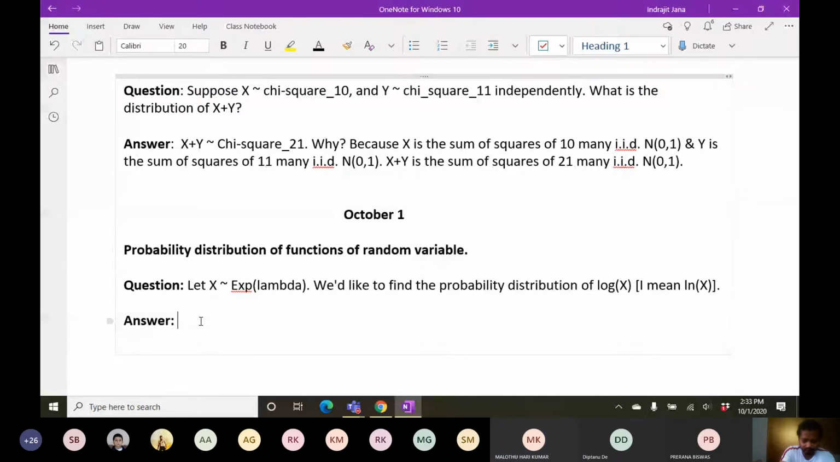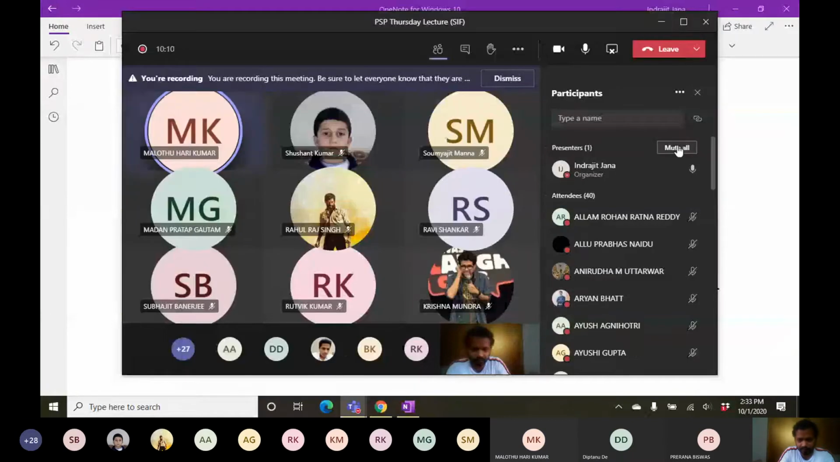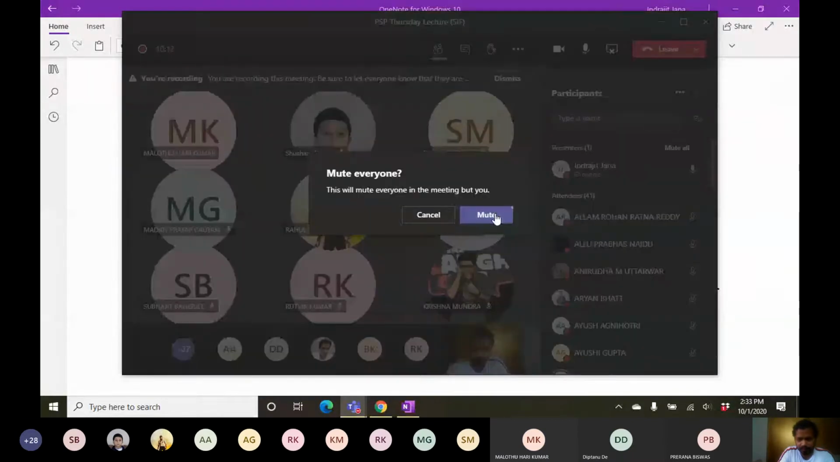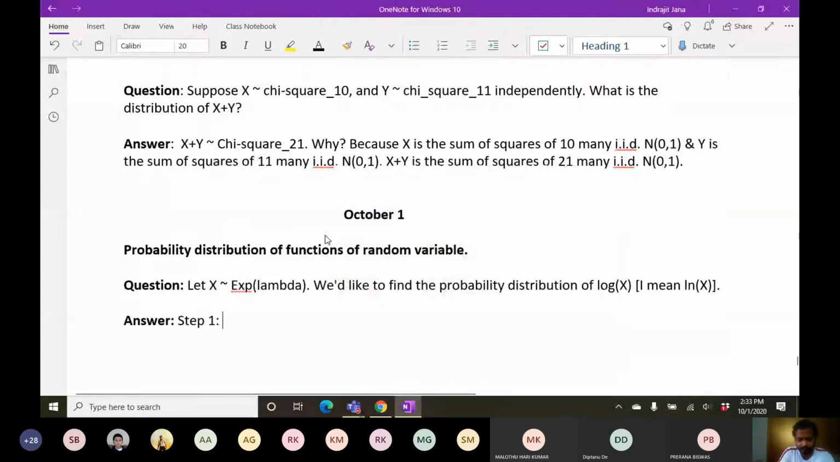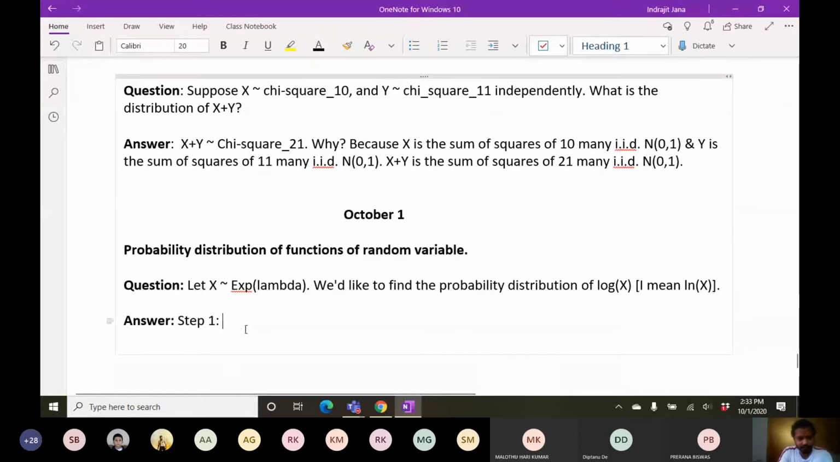So the answer follows basically two steps for any of this kind of problems. I think I have briefly done one example in one of the tutorial sessions. There was a problem where you have some circuit and the power is I squared times R. The PDF of I was given, and I actually found the PDF of I squared. So anyway, let's formalize that.